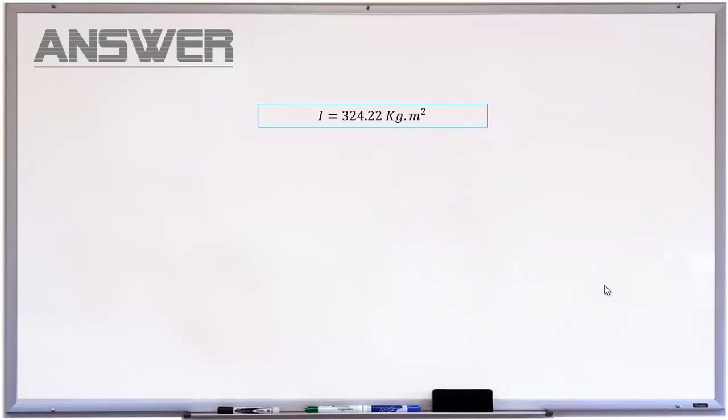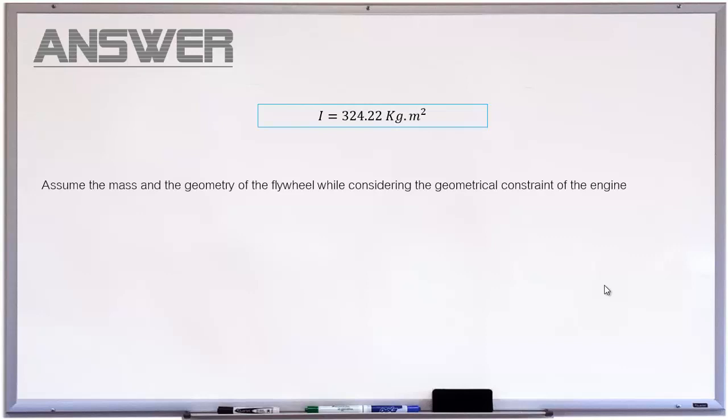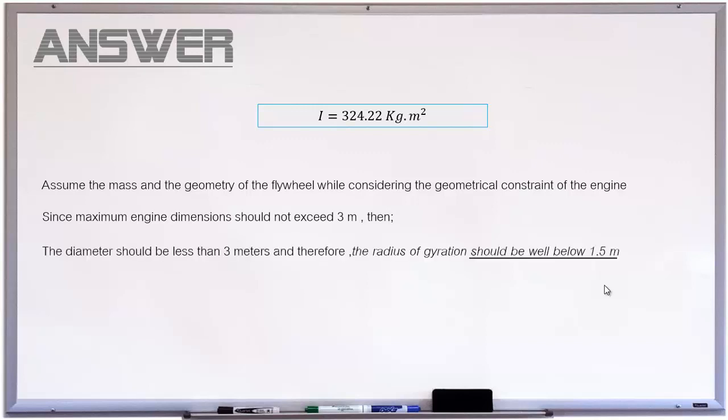As we already have I by now, we can assume the mass and the geometry of the flywheel while considering the geometrical constraint of the engine. The problem stated that the maximum dimensions of the engine shouldn't exceed 3 meters, then the diameter of the flywheel shouldn't exceed 3 meters, and the radius of gyration should be well below 1.5 meters. So you can just say the radius of gyration should be exactly 1.5 meters or less than 1.5 meters. It has to be well below 1.5 meters.